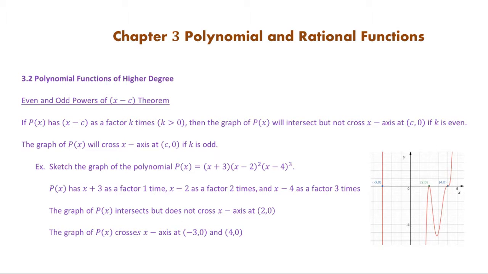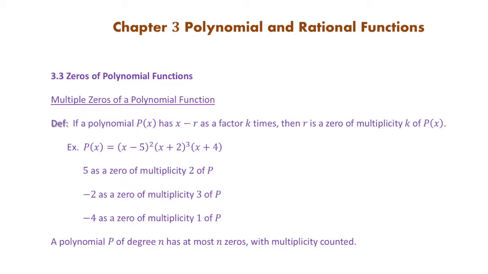3.3. Okay, 3.3 is zeros of polynomial functions. So we just continue with the topic of zeros of polynomial functions, and let's just have a general discussion about the zeros, and we will put emphasis on these zeros in this whole chapter.